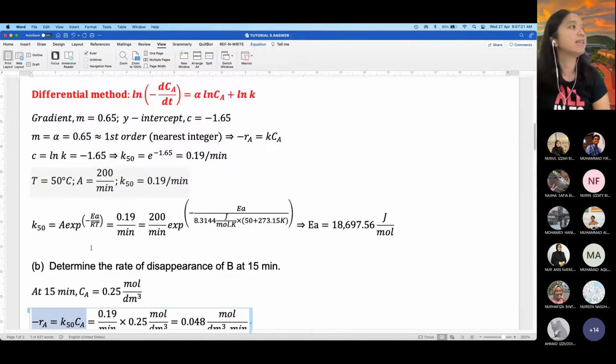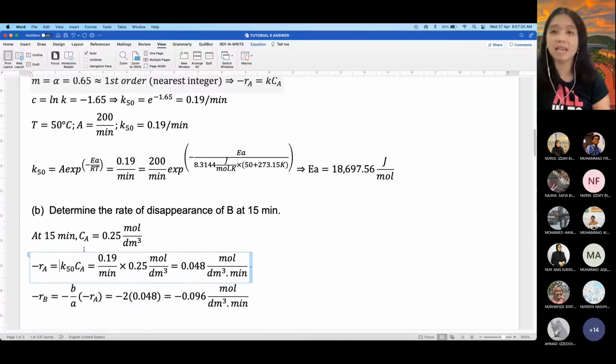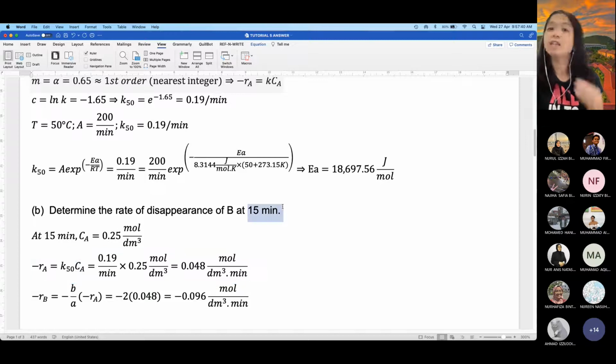Okay, so to find minus RA, you just remember kita cari the rate law. So rate law we already find in part A, right? So the rate law is KCA. Okay, so K we get from part A, the K that we calculated, 0.19. So what about CA? Sebab CA ni mesti apa? CA must be the concentration of A at minute 15, sebab dia nak cari minus RB dan juga minus RE at minute 15.